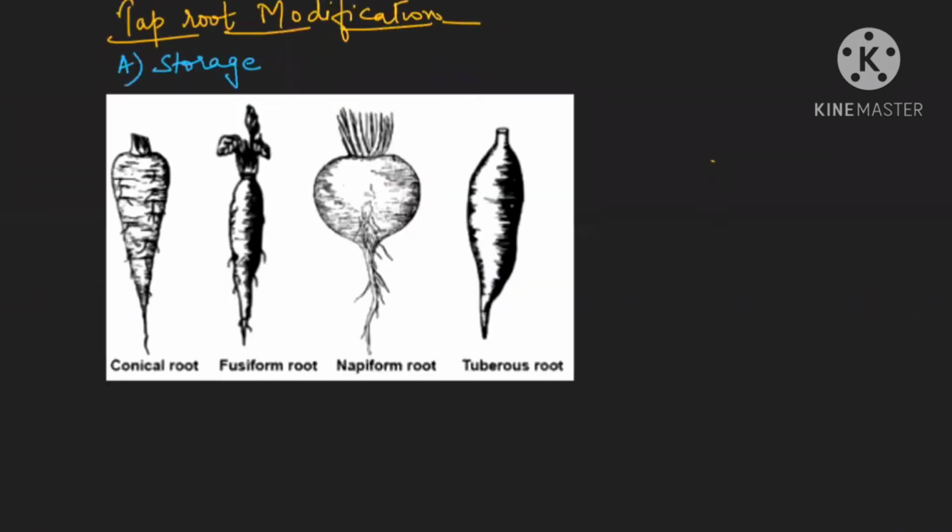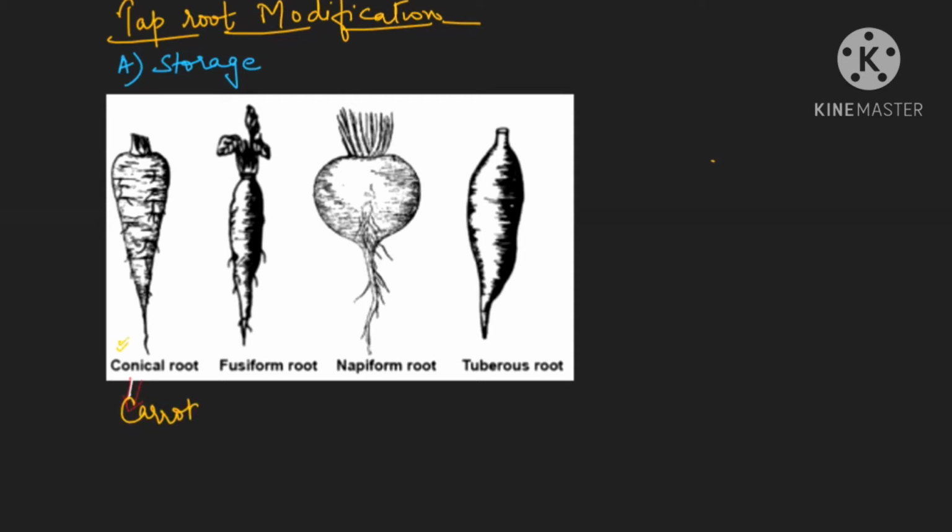Now see, these are the taproot modifications. First, right now we are discussing the storage form. The conical roots are seen made by the carrot. Okay, conical roots will be by carrot. It is making a proper cone shape. That is why the name is given conical roots.